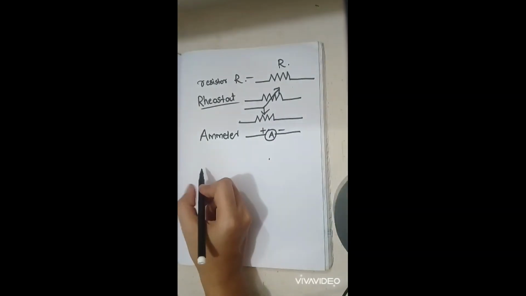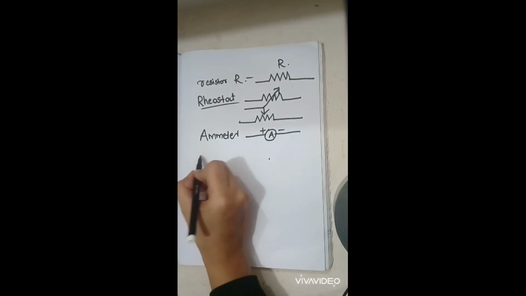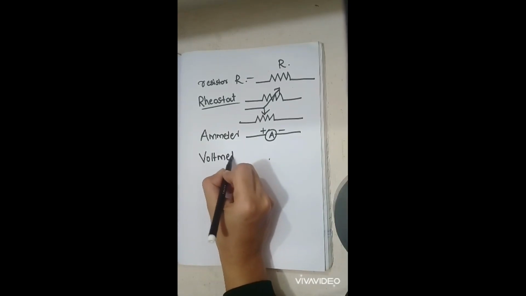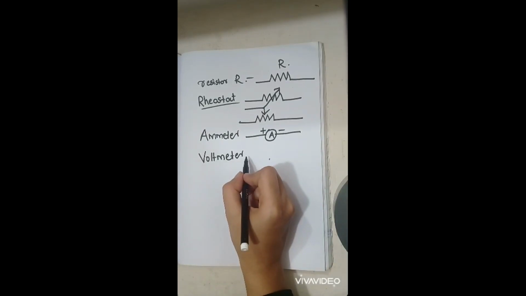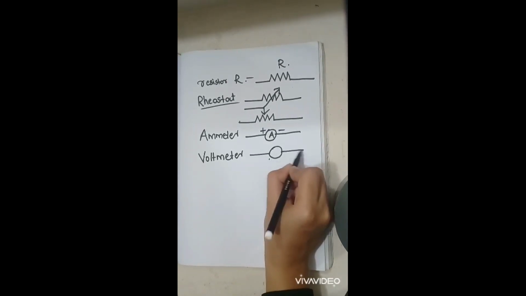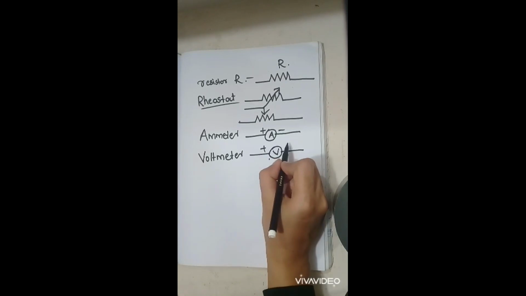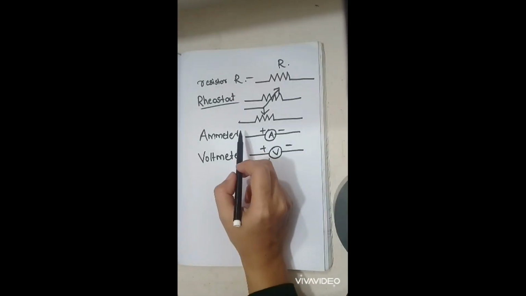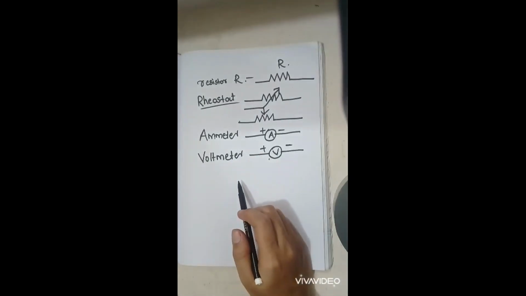Positive, negative. Then voltmeter. Voltmeter is used to measure the electric potential passing through an electric circuit, that is V. This is plus and this is minus. This is positive and negative. So these are the symbols of some commonly used components.